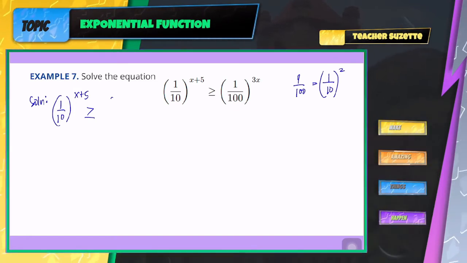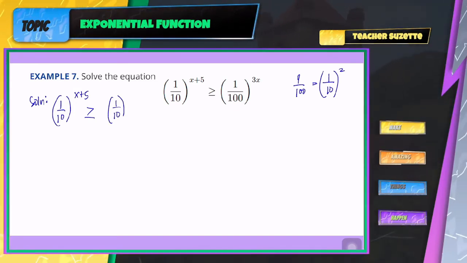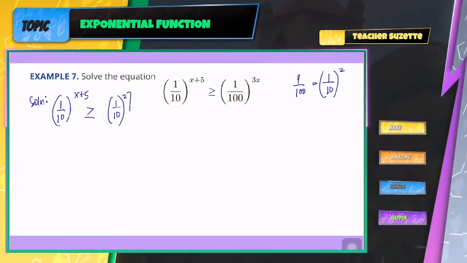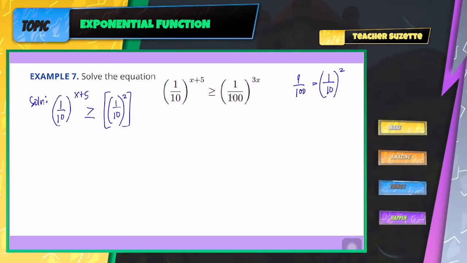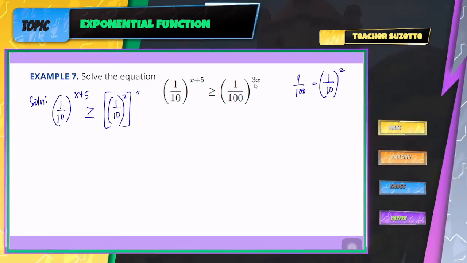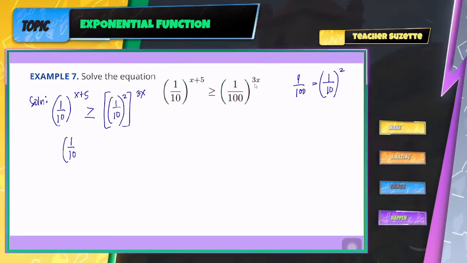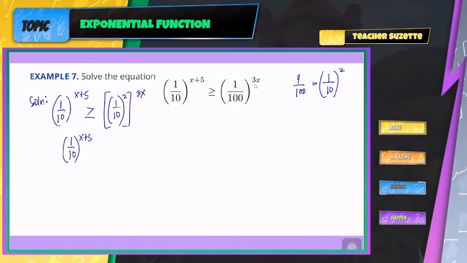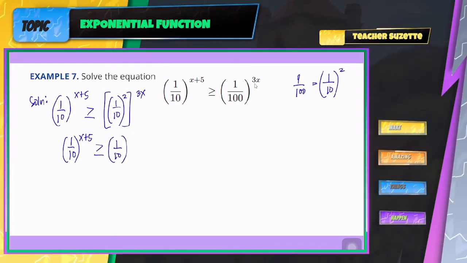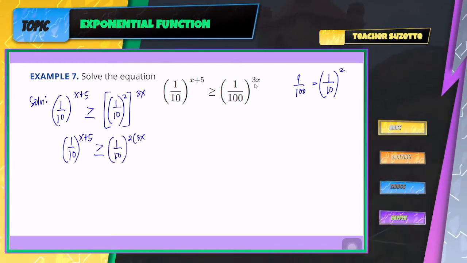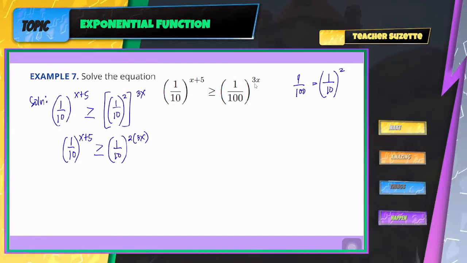So, ganun na lang. Palitan na natin siya as 1 over 10 raised to 2, raised to yung ating exponent sa original, which is 3x. So, 3x. Then, simplify natin. You will have 1 over 10 raised to x plus 5 greater than or equal to 1 over 10 raised to 2 times 3x. So, ayan. Parehas na yung ating denominators.